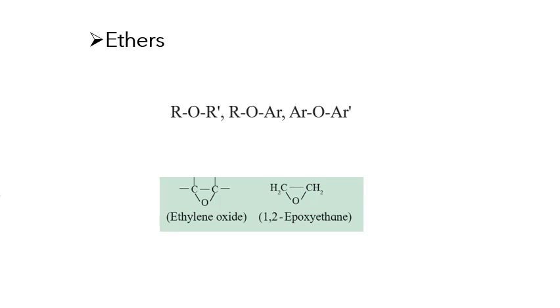Thus, example R-O-R', that is C2H5OCH3. R-O-Ar. Third example, Ar-O-Ar'. Thus, these are the ethers, and epoxide, 1,2-epoxyethane, are examples of cyclic ether.